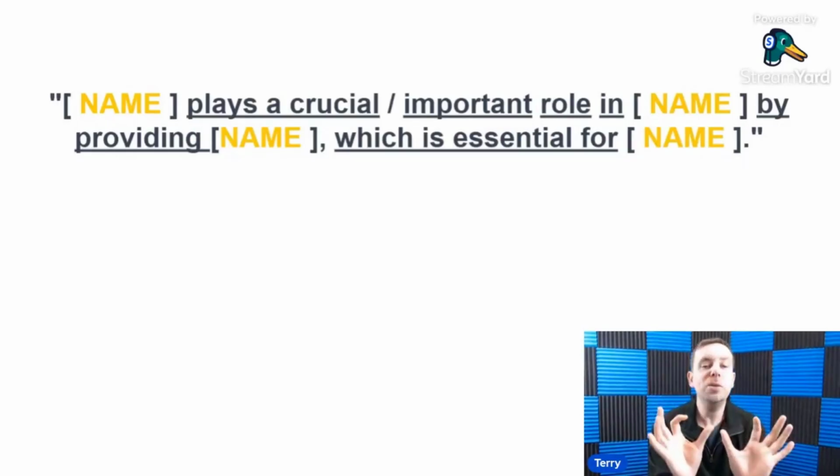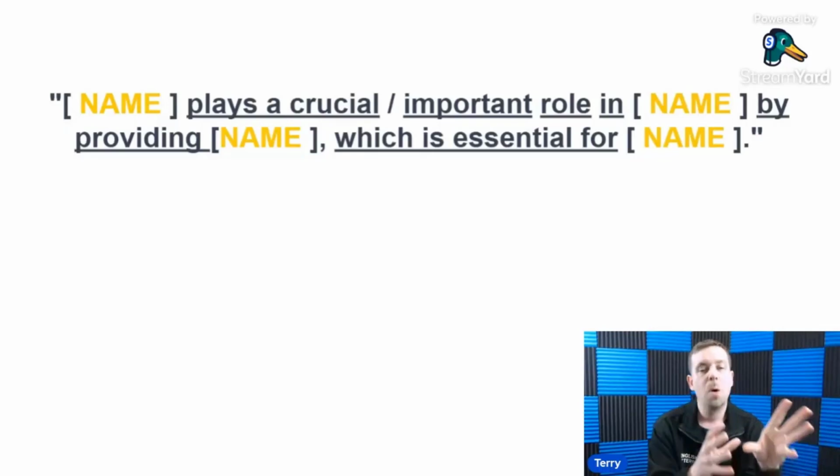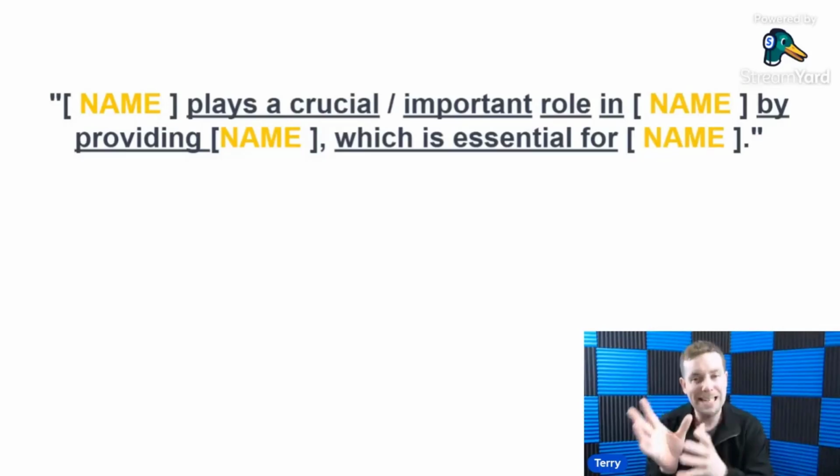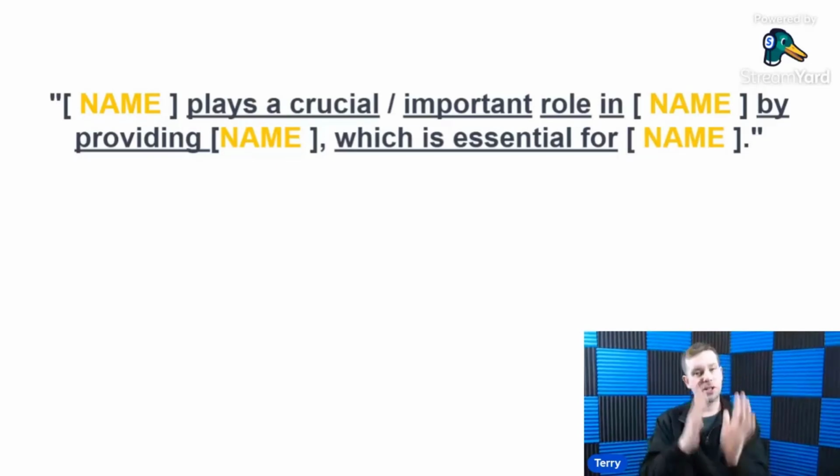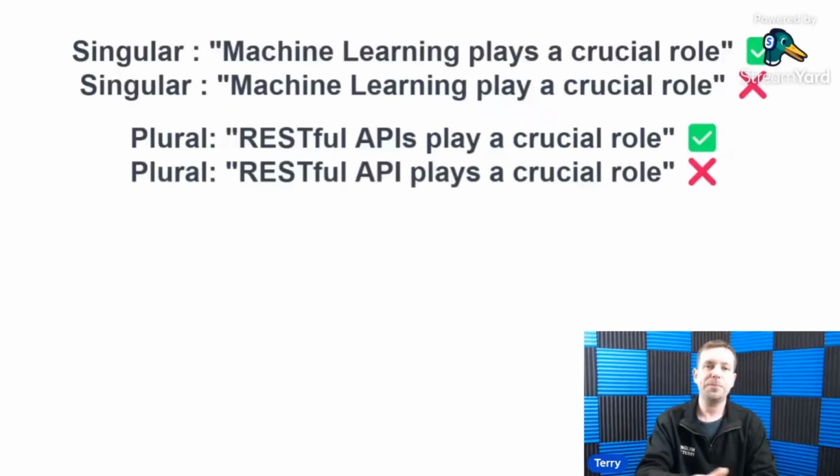Right. The next basic structure is: the name or the concept plays a crucial or important role in the concept by providing, which is essential for. So you have almost like 3 parts. Plays a crucial role, by providing, which is essential for. So again, it's taking little pieces to build your answer piece by piece, okay?